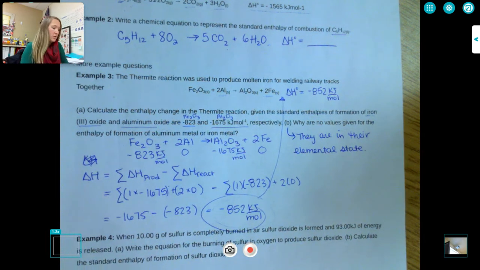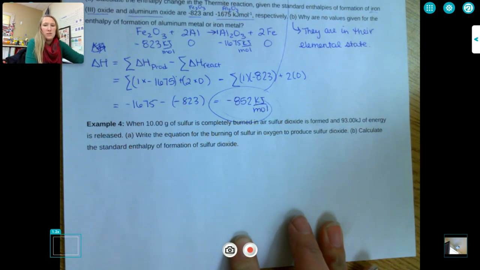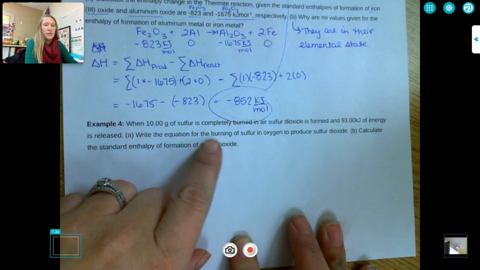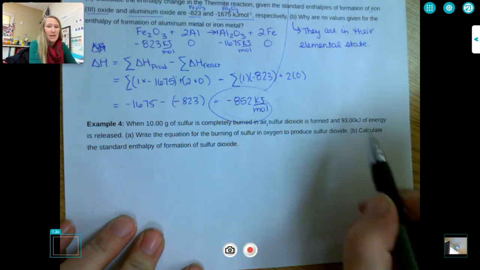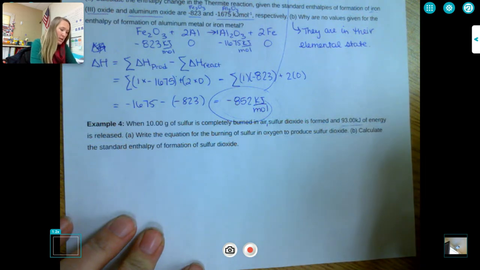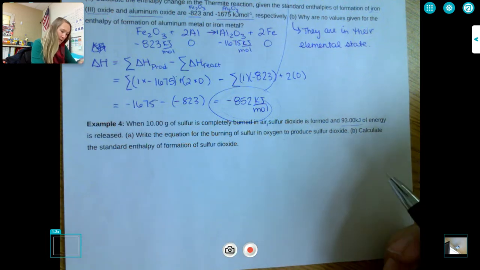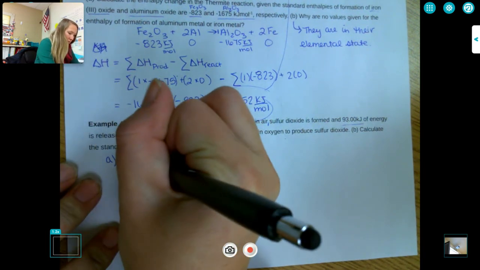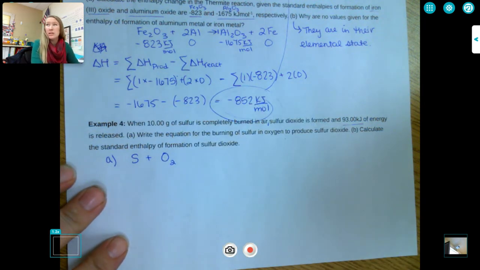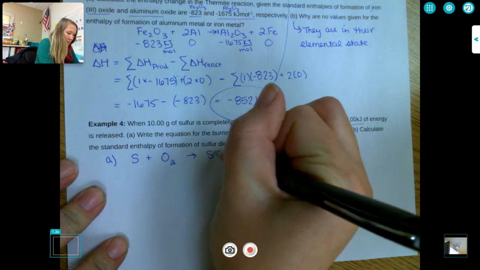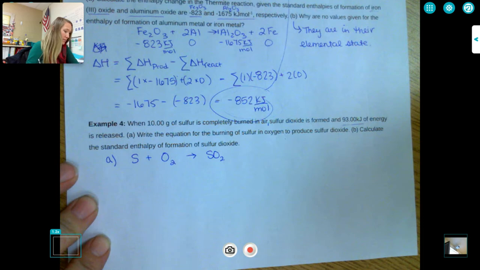All right, last question. When 10 grams of sulfur is completely burned in air, sulfur dioxide is formed and 93 kilojoules of energy is released. Write the equation for the burning of sulfur and oxygen to produce sulfur dioxide. Okay, easy enough. We've got sulfur, we've got oxygen. Sulfur is not a diatomic, oxygen is. That makes sulfur dioxide. It's all balanced, so that's awesome.